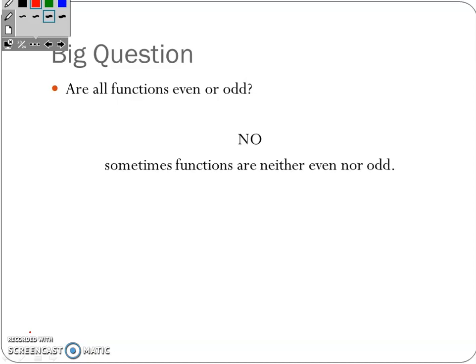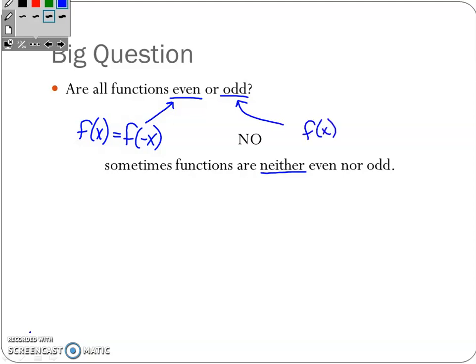And the answer is no. Sometimes functions are neither. Okay, so what I'm going to do is I'm going to work through these examples here with you guys, and we're going to be able to tell you if they are even, odd, or neither. Okay, so the way that we tell if a function is even is you need to prove that f of x equals f of negative x to show you if it's even. To show you if it's odd, you need to prove that negative 1 times f of x equals f of negative x. Okay? And we're going to go through step by step.